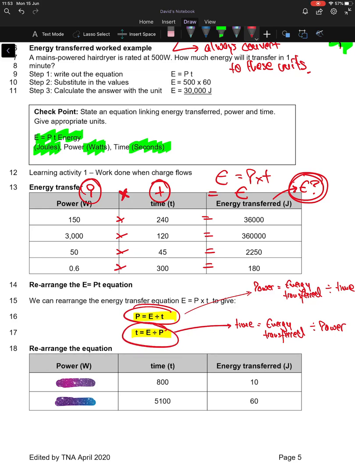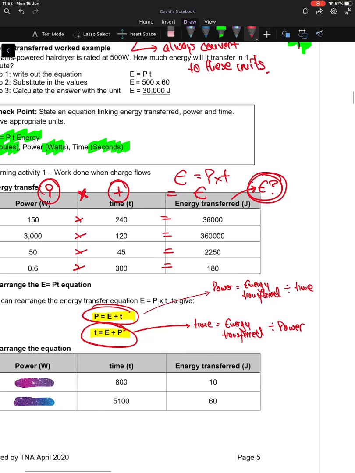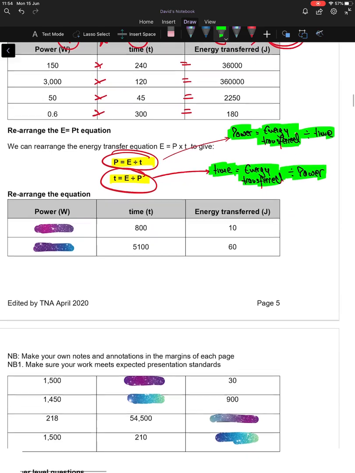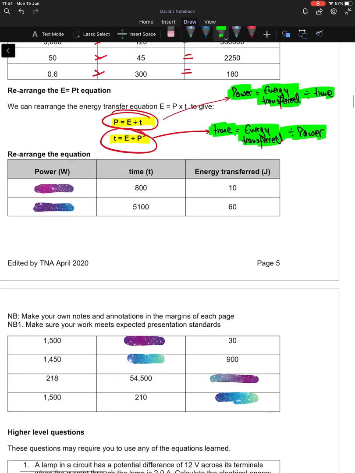But we also have to be able to use the equations when they have been rearranged. So, have a go for me, just making sure you've got them written down in word format as well as symbols. Power equals energy transferred divided by time. And time equals energy transferred divided by power.